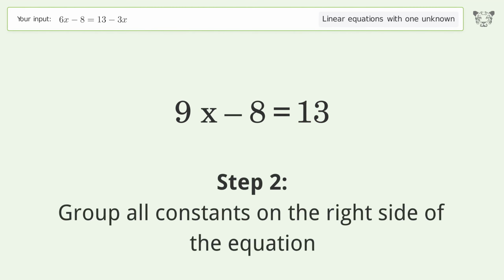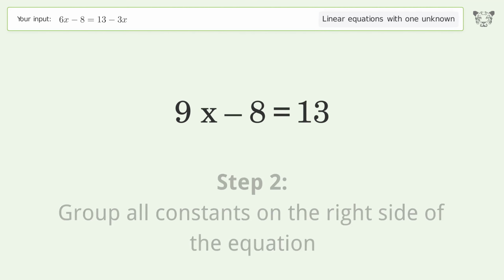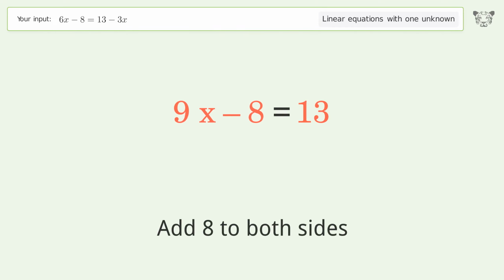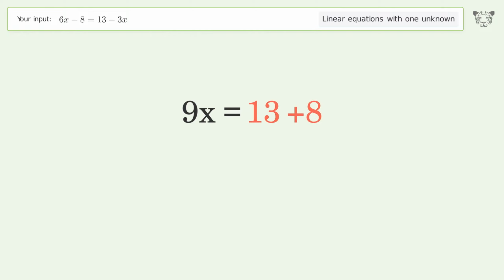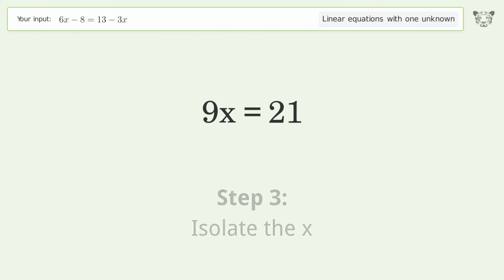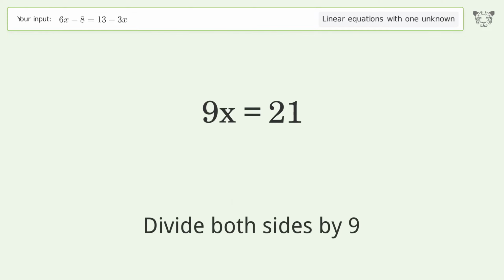Group all constants on the right side of the equation. Add 8 to both sides. Simplify the arithmetic. Isolate the x. Divide both sides by 9.